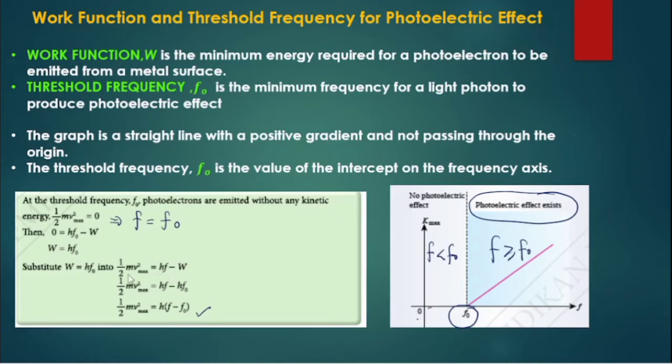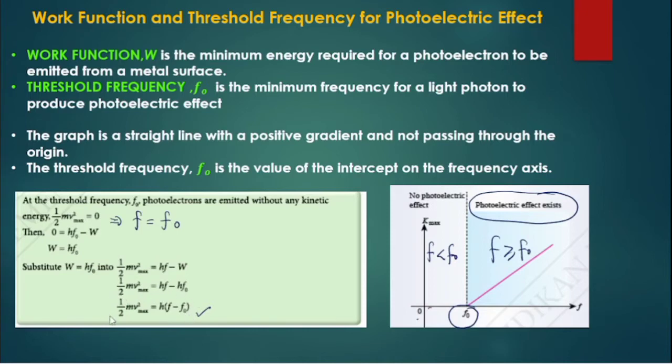So we get K maximum equals to E minus W. Energy of photon, hf minus W. So in this case, W equals to hf0. So we get here half mv squared maximum equals to hf minus hf0. Factorize h. Thus we get half mv squared maximum equals to h bracket f minus f0.